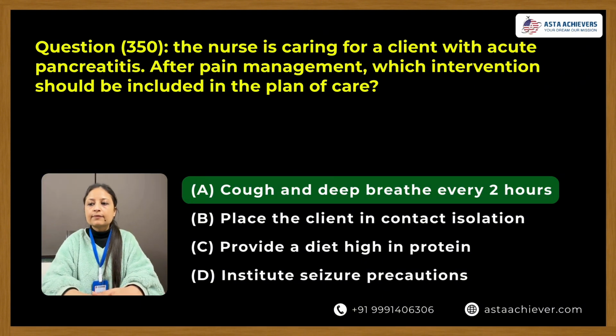So option A, cough and deep breath every 2 hourly. Option B, place the client in contact isolation. Option C, provide a diet high in protein. And option D, institute the seizure precaution.